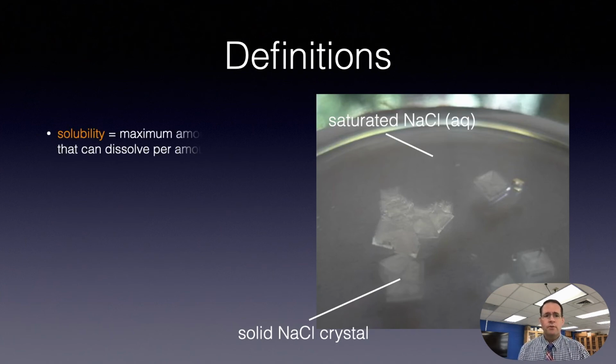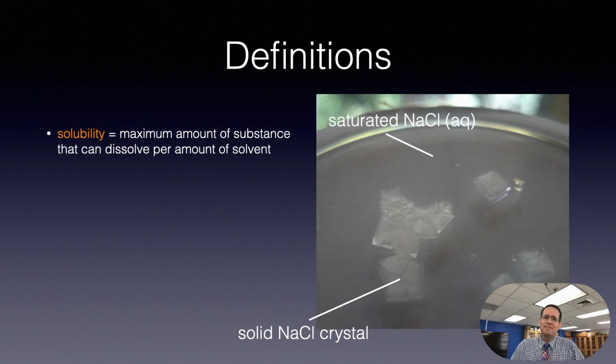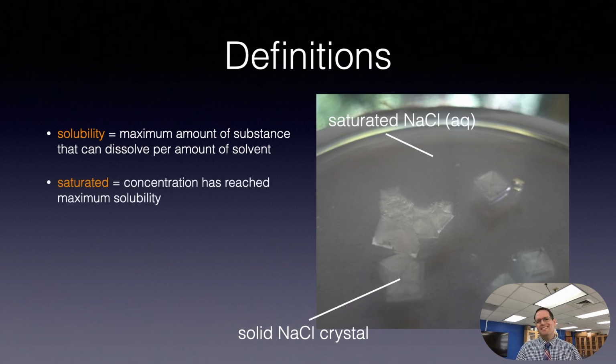Now, when we're talking about solubility, we are talking about the maximum amount of substance that can dissolve per amount of solvent. Okay, so sodium chloride, for example, is going to have a certain solubility. I forget what it is, 35 grams per 100 milliliters or something like that. And if a solution is saturated, it means that the concentration has reached the maximum solubility and no more solid can dissolve in that. Okay, so you have salt water that's as salty as it can be.